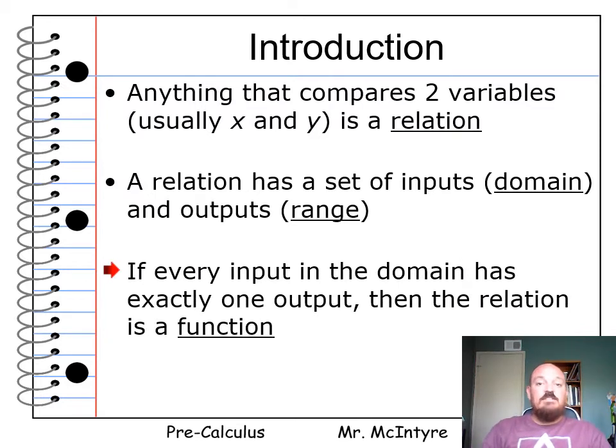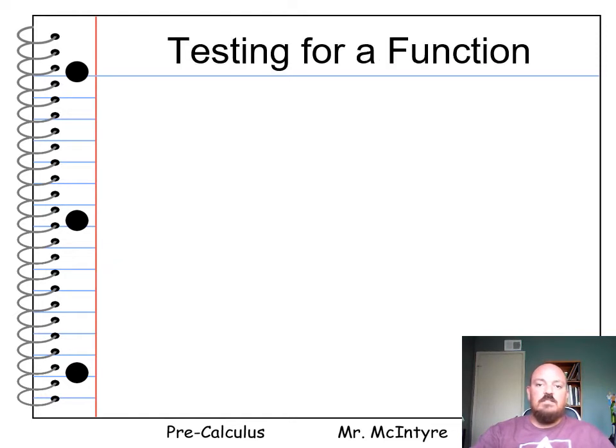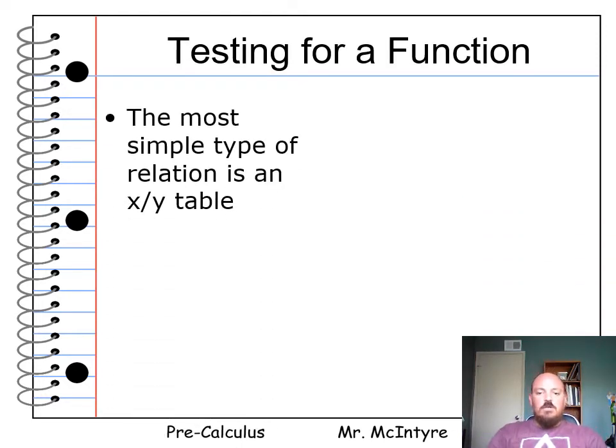So here's the definition of the word function, which is a very important word in math. If you have any type of relation or relationship between two variables, if every input has exactly one output, then that's a function. And let's talk a little bit more about that, because that is an important concept. So our first goal for today is to take a relation and decide whether or not it's a function.